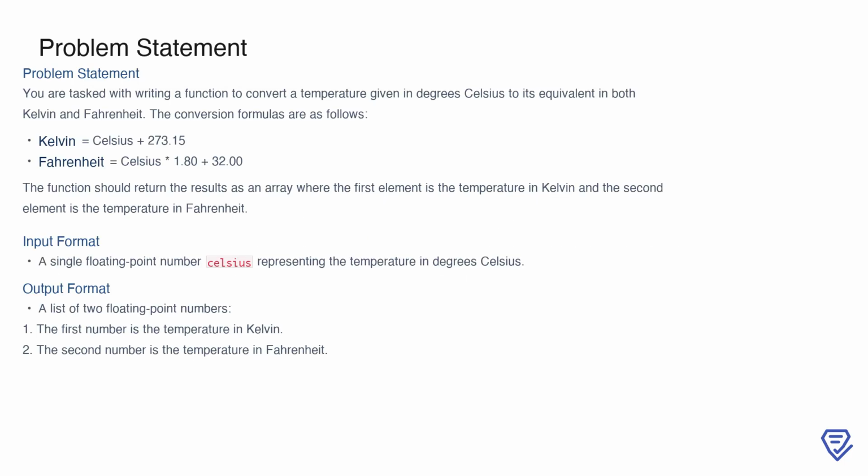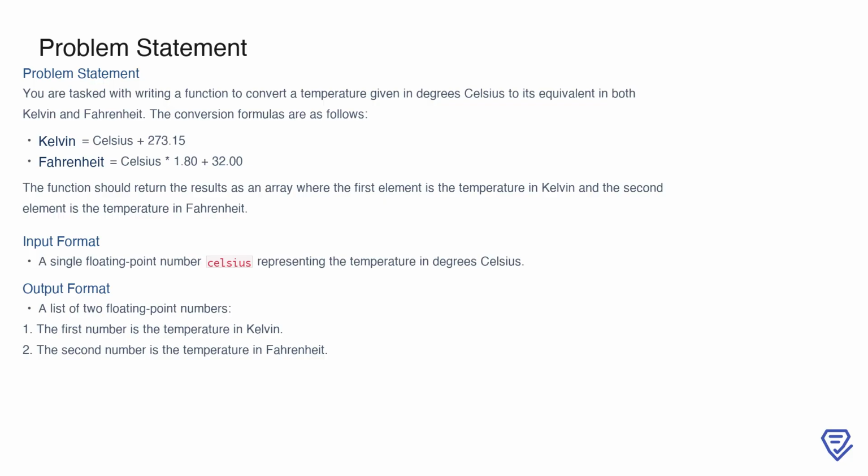Let's get started. In this problem, we are tasked with writing a function that converts a given temperature in degrees Celsius into both Kelvin and Fahrenheit. The conversion formulas are straightforward. To calculate Kelvin, we simply add 273.15 to the Celsius value, and to calculate Fahrenheit, we multiply the Celsius value by 1.80 and then add 32.00. The function should return these two results in an array, where the first element represents the temperature in Kelvin and the second element represents the temperature in Fahrenheit.